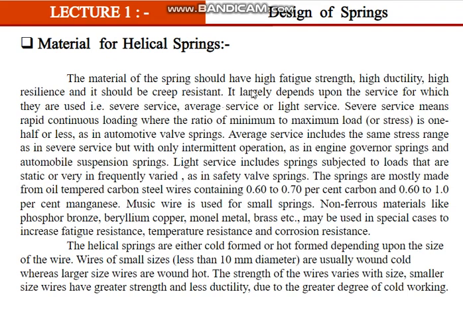See, the desirable properties of materials which are used for making springs are high fatigue strength, high ductility, high resilience, and also it should have creep resistance. These are the properties which a spring should have. Okay, mainly depends upon the service for which they are used. Service means what, in which place, for what purpose you are using.